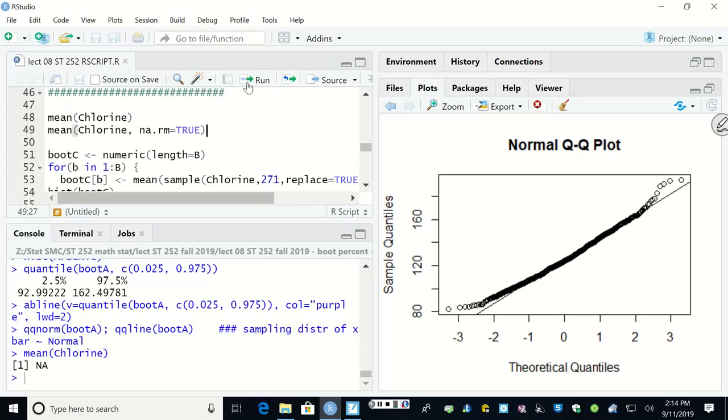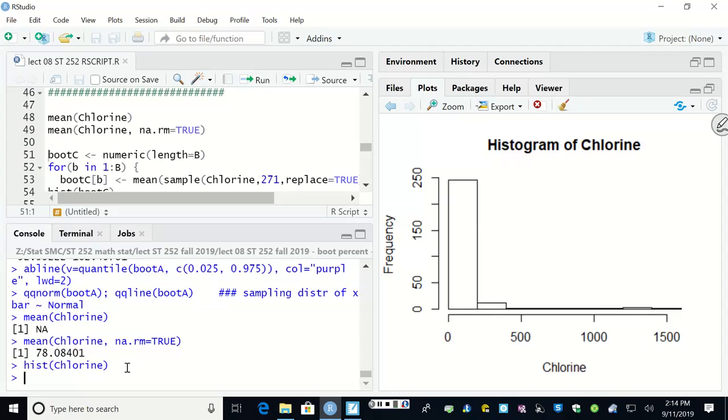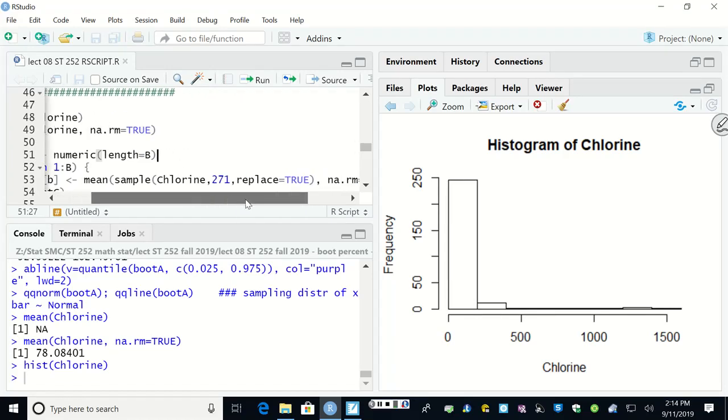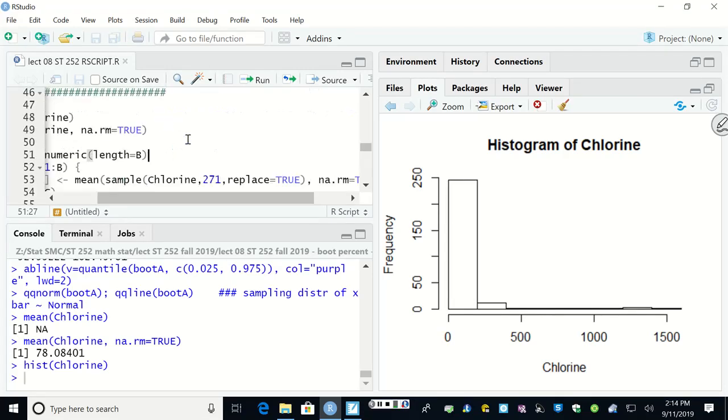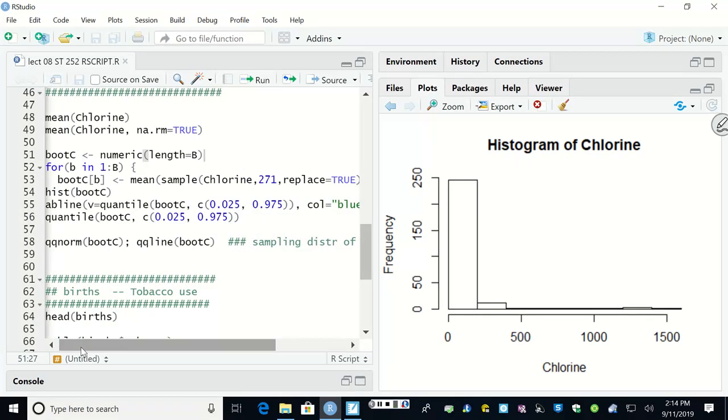But you can tell it to remove that, and it gives an average of chlorine. Here's the histogram of the chlorine values. It's hard to even see where that would be. The average comes out being 78. A lot of those are really small. We bootstrap chlorine. I've changed it to be this big. I've changed it to put a little C here to keep track of chlorine.